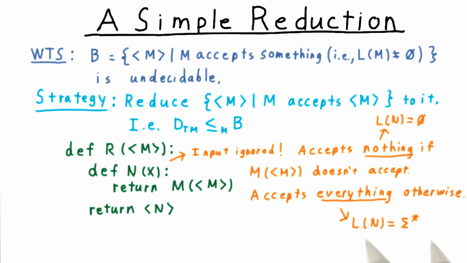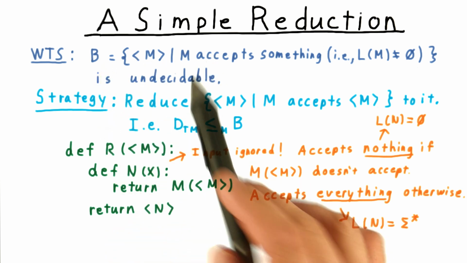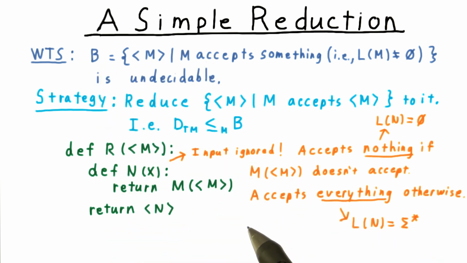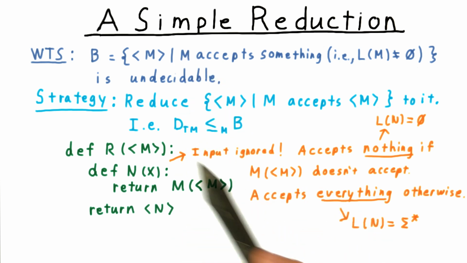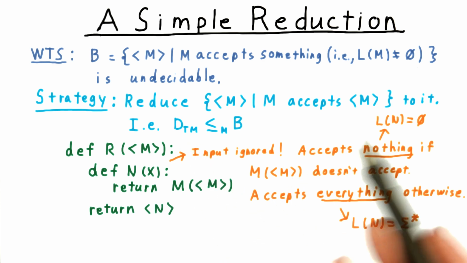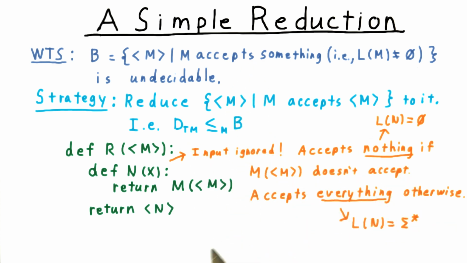be sigma star. A decider for this language B would be able to tell the difference, and therefore tell us whether M accepted its own description. Therefore, if B had a decider, we would be able to decide the diagonal language, which is impossible. So B cannot be decidable.